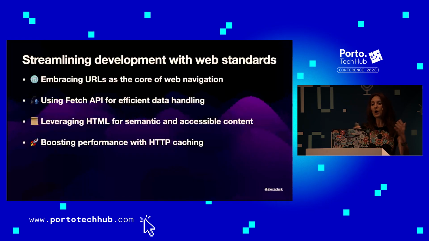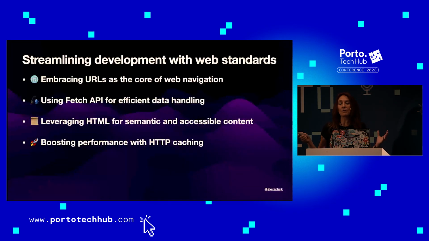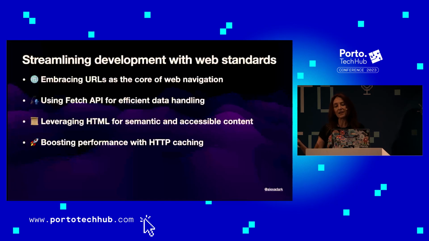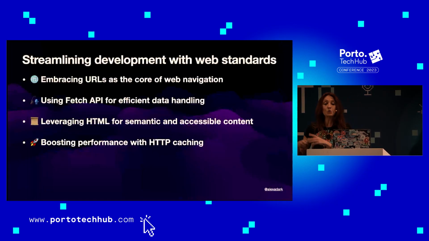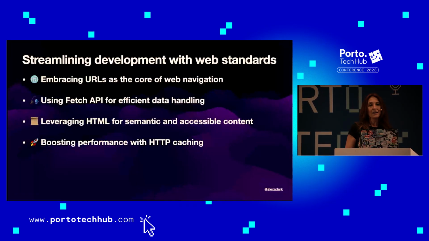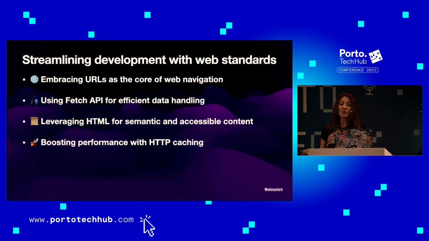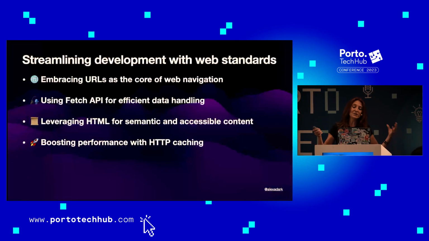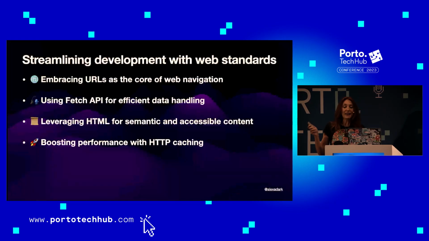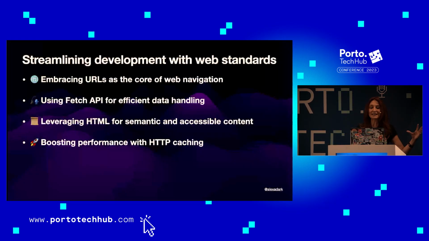So let's dive into how Remix streamlines our development process with web standards. First off, Remix loves URLs. URLs are the backbone of the web, the address of every little piece of content on the internet. Remix embraces this and uses URLs to manage routing and data loading. Next up, we have the Fetch API. This is your tool for data handling. And now let's talk about HTML. It's the language of the web. It's been around since the dawn of the internet. Remix uses HTML to its full potential. And last but not least, we have HTTP caching. By leveraging the browser's built-in caching mechanisms, Remix can drastically improve the performance of your web application.